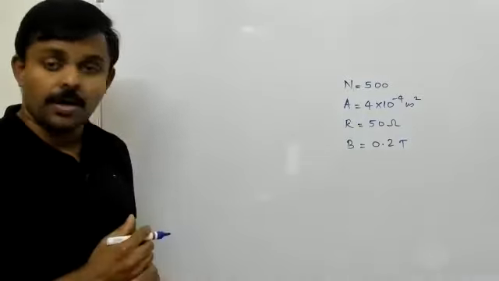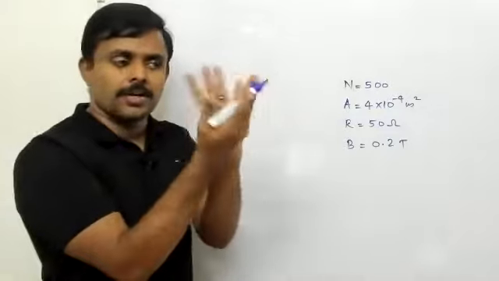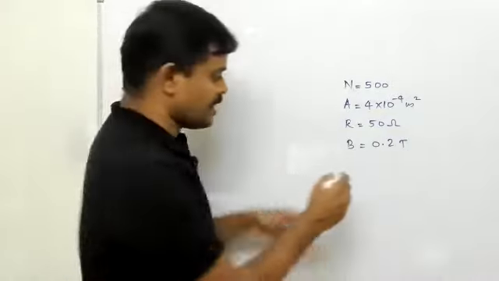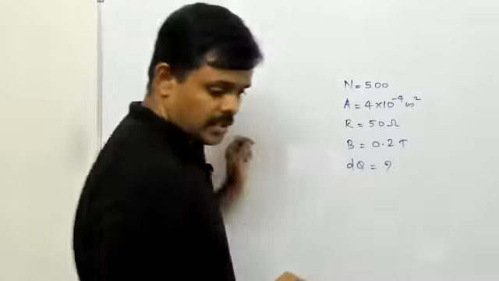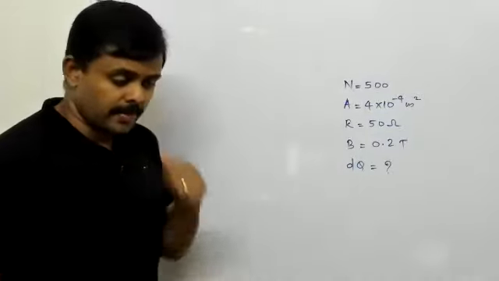Underline that part. The coil is turned over means the coil is rotated through 180 degree. You've been asked to find the charge. dq is equal to how much? That's the question. Will the answer depend? We'll do one by one.